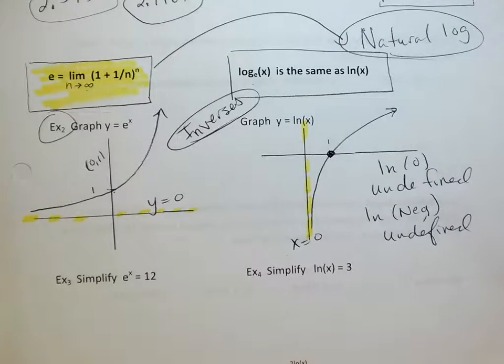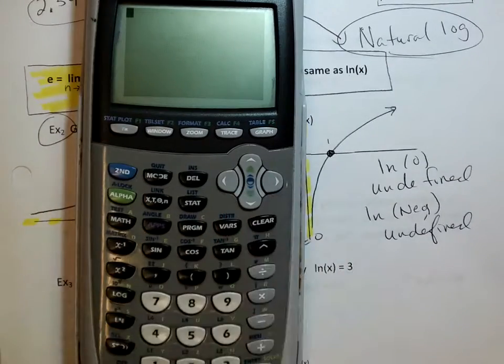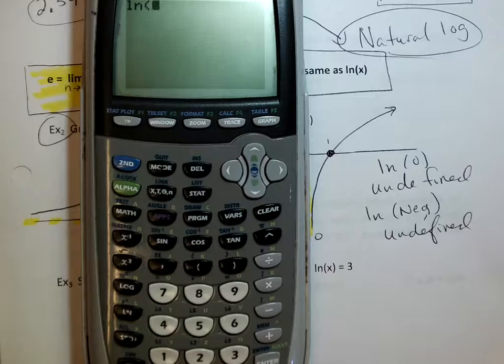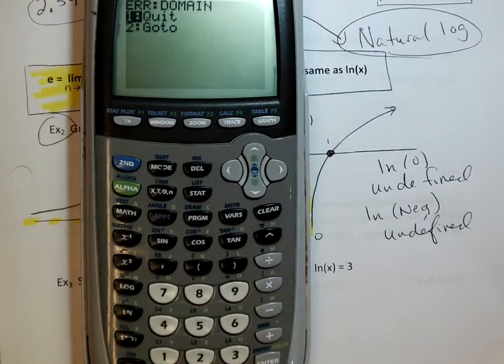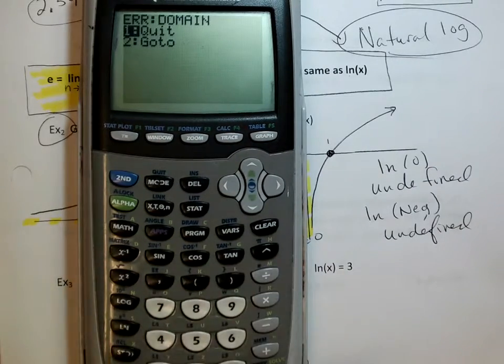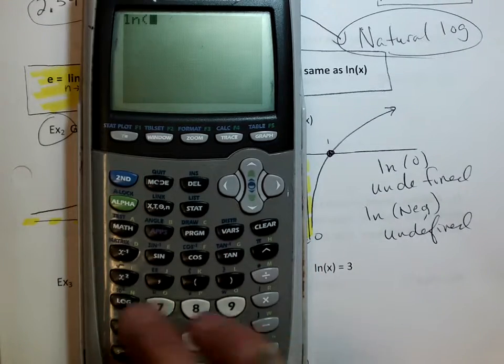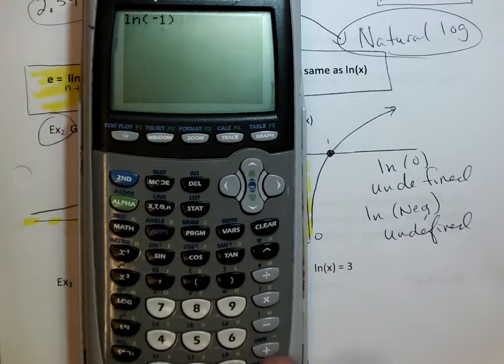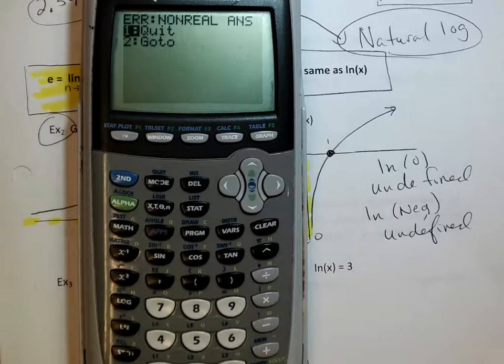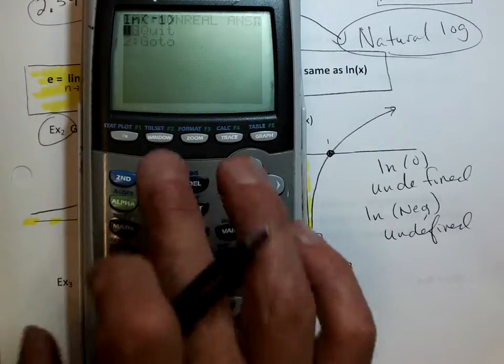So on my calculator, if I happen to make a silly mistake and try to take the natural log of 0, guess what it's going to tell me? Yep, it doesn't like that. Or if I try to take the natural log of a negative number, it doesn't like that either, does it? So you can't do either one, all right?